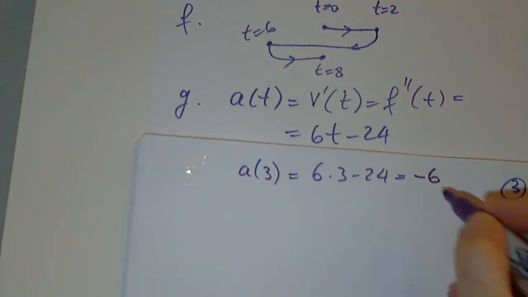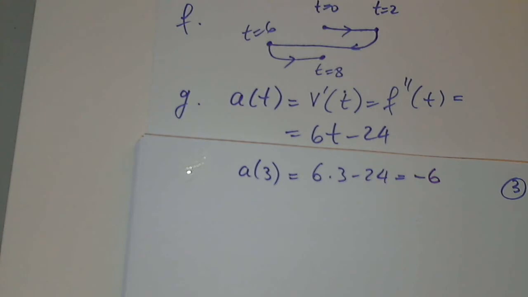Measurement unit, please. Let's think. It's the rate of change of velocity with respect to time. The measurement unit for velocity over the measurement unit for time. Exactly. Feet per second squared. Right? Feet per second over second. Feet per second squared.